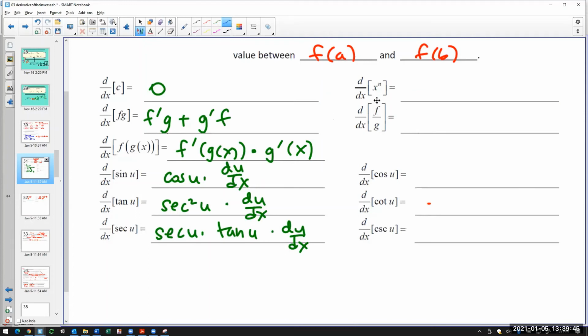All right, what's the derivative of x raised to the n? This is the power rule. Like if I had x squared, wouldn't that be 2x to the 1? So this is going to be nx to the n minus 1. Does that make sense to you guys? Okay, this right here, what rule is that? Quotient rule. You guys know the quotient rule? Derivative of the first times the second minus derivative of the second times the first, all over what? All over the bottom squared. So the bottom here is g, so it would be g squared.